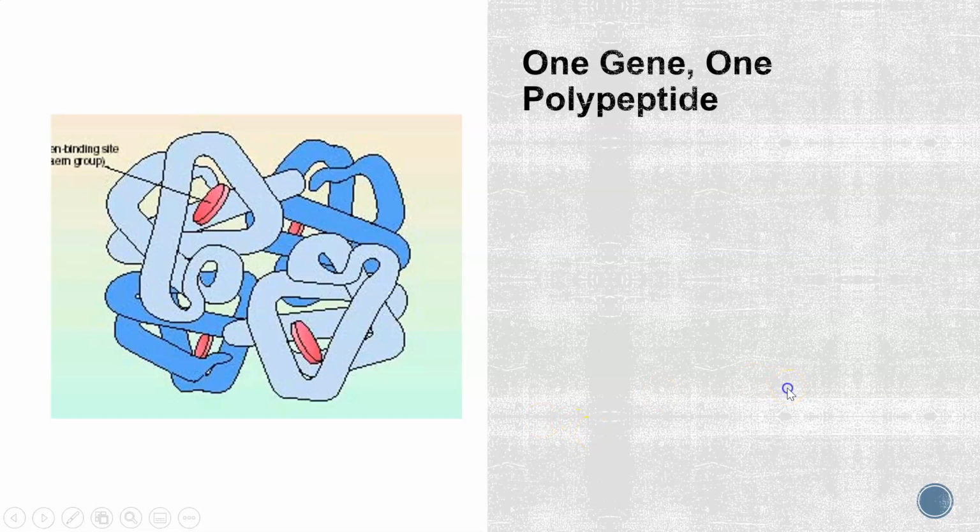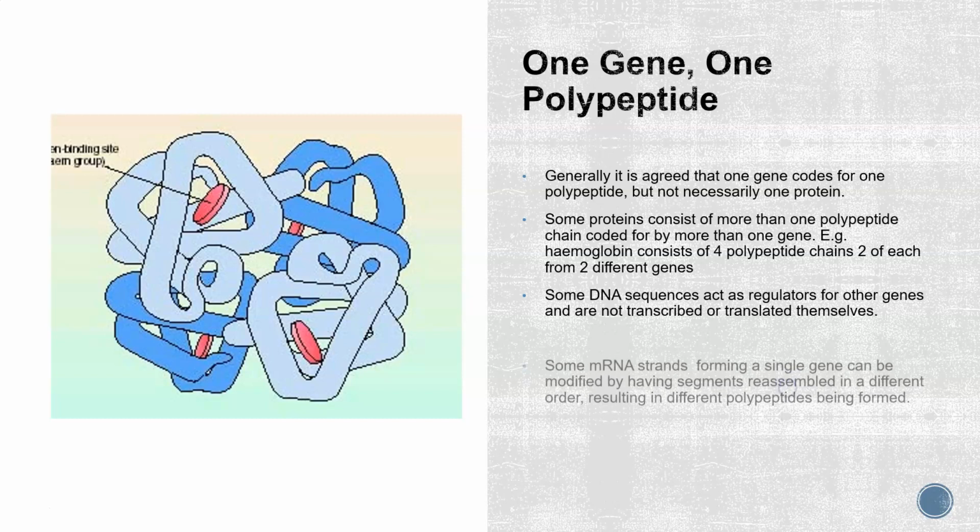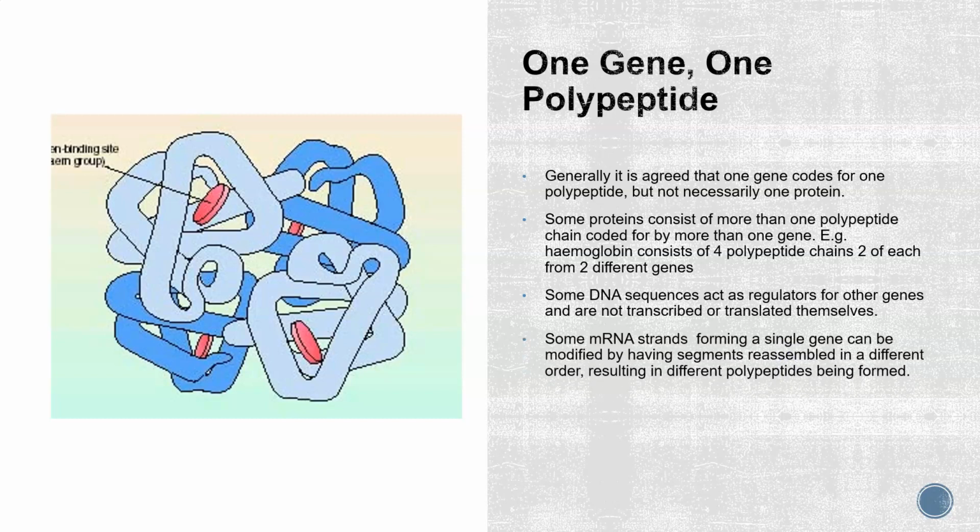All right, so one gene, one polypeptide. Generally, it's agreed that only one gene codes for our polypeptide, but not necessarily one protein, okay? Remembering that sometimes several polypeptides join together to form our protein. And those different polypeptides would come from different genes. Some DNA sequences act as regulators for other genes and are not transcribed and translated themselves. So not all of the DNA will be used through transcription and translation.